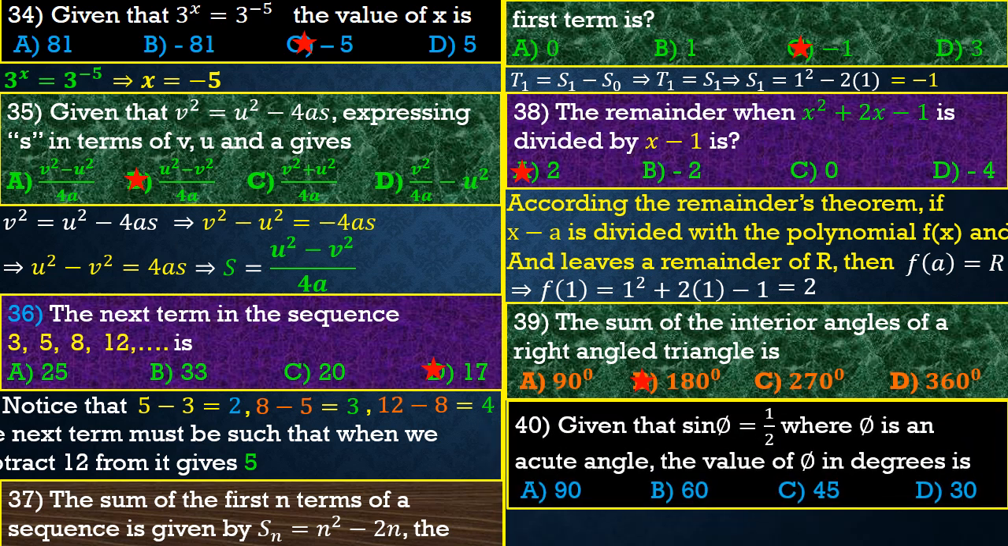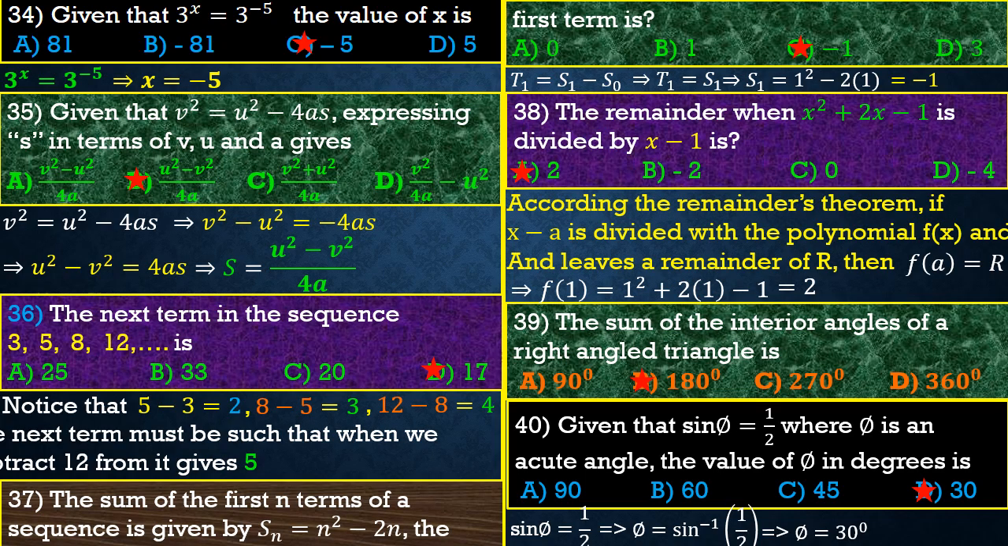Question 40, guys, reads that given that sine of the angle theta is 1/2, where theta is an acute angle, the value of theta in degrees is. So, guys, if we have sine theta equal to 1/2, it means that our theta has to be equal to sine inverse of 1/2, which will give us an answer of 30 degrees. Guys, you can get this answer directly from your calculator, okay? You can get it from your calculator. So option D, guys, is the best option.